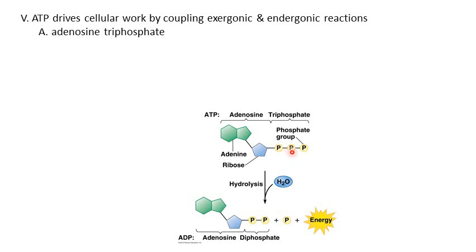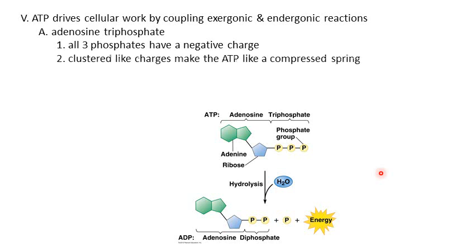And these 3 phosphate groups carry negative charge. They're not particularly stable out there because you have this clustering of like charges. But once again, we know something about the relationship between stability and potential energy value. If something is unstable, like gasoline, it has good potential energy. If something is stable, it has low potential energy value. So all 3 phosphates have a negative charge. They're clustered out there together, and so that makes ATP like a compressed spring. It's just ready to go off.